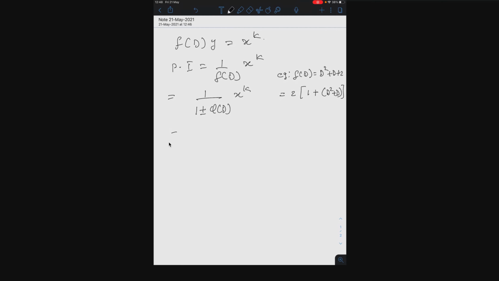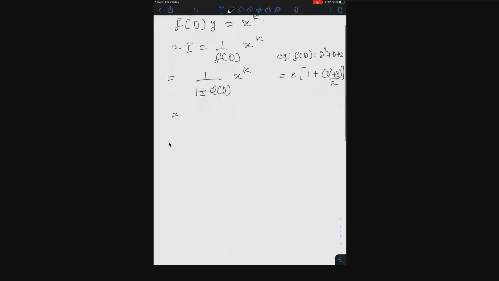It is D square plus D, by 2 also, of course. So my phi of D is D square plus D by 2. Now after writing this, I will write 1 by f of D, which is nothing but 1 by 1 plus or minus phi of D, that is, 1 plus or minus phi of D whole to the power minus 1, on x to the power k. Can I write it? Yes, ma'am.